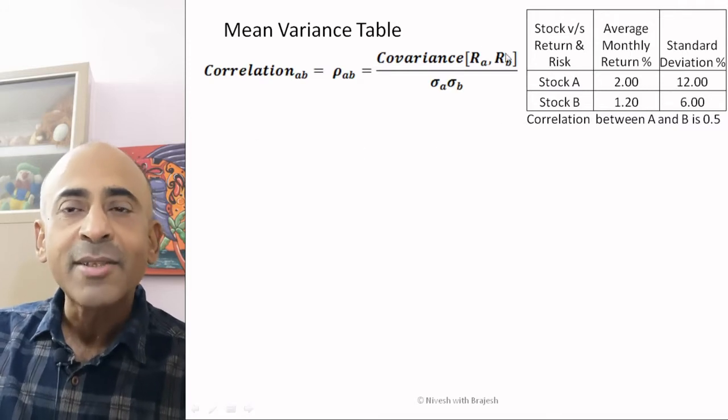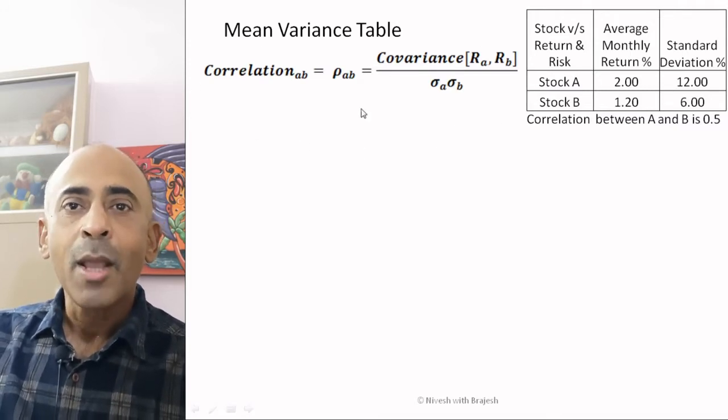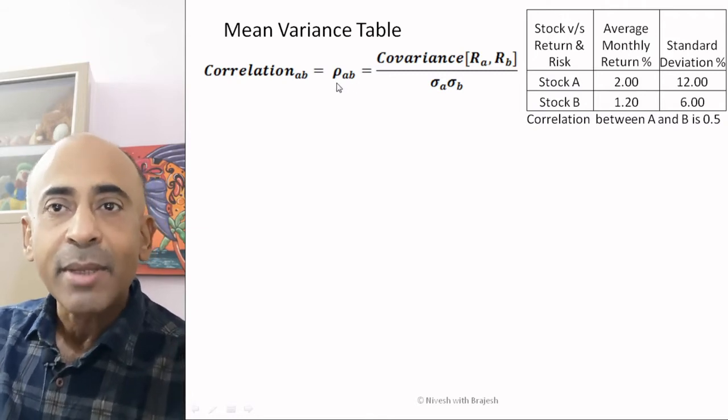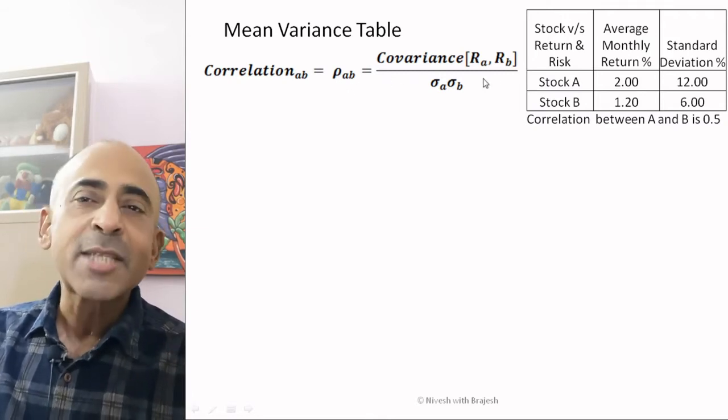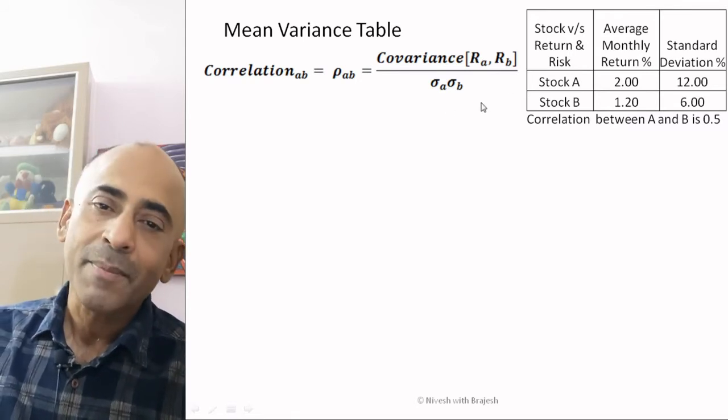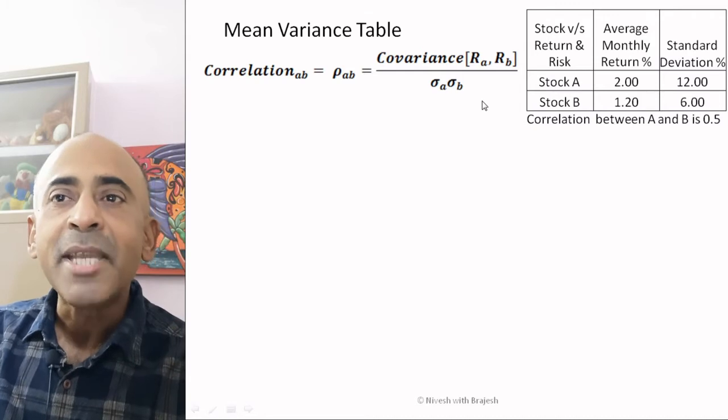and this is the relation between the standard deviations of two stocks, their covariances and correlations. Correlation between two stocks A and B is shown by rho AB and is equal to covariance between A and B divided by product of standard deviations of A and B. Okay? Now let's create a mean variance table here.